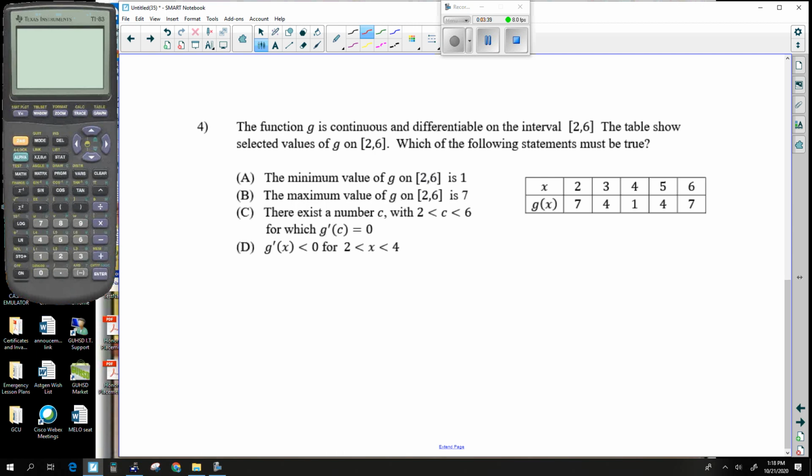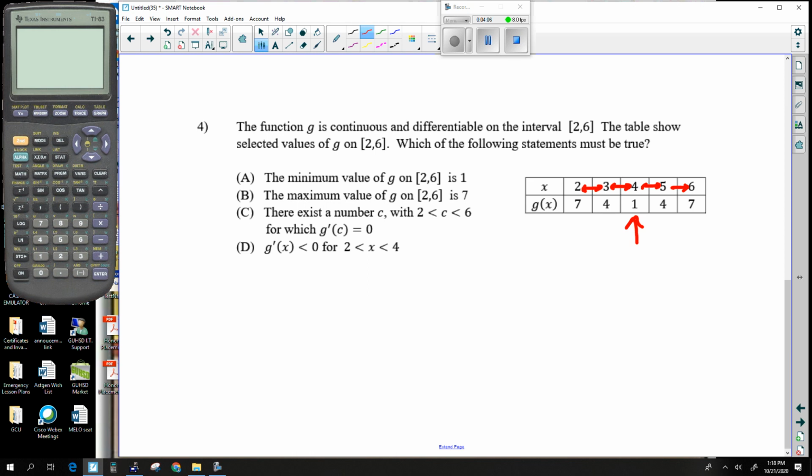Okay, g is continuous and differentiable on the interval from 2 to 6. All right, let's talk about this. The minimum value of g on 2 to 6 is 1. Now it looks like it, but I don't know what's happening in between all of these values.